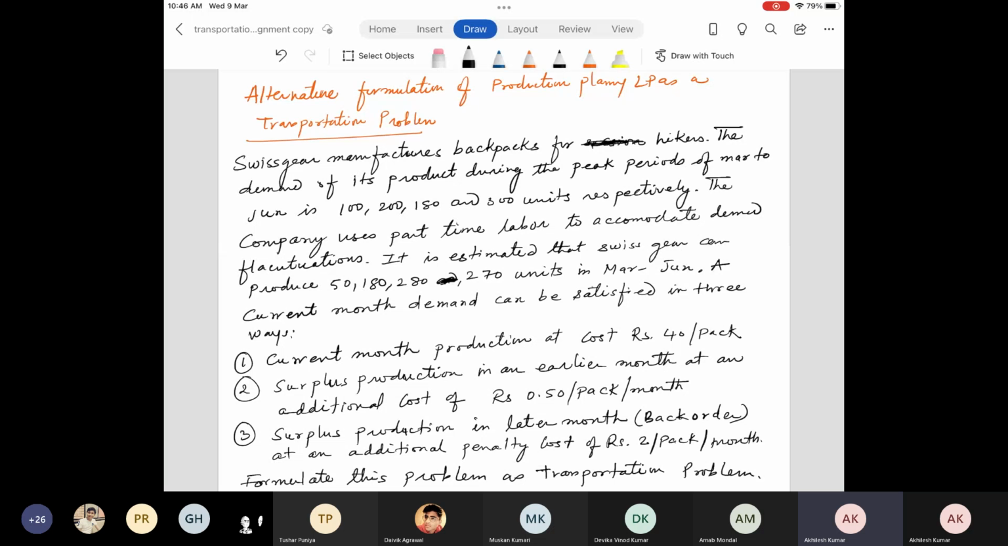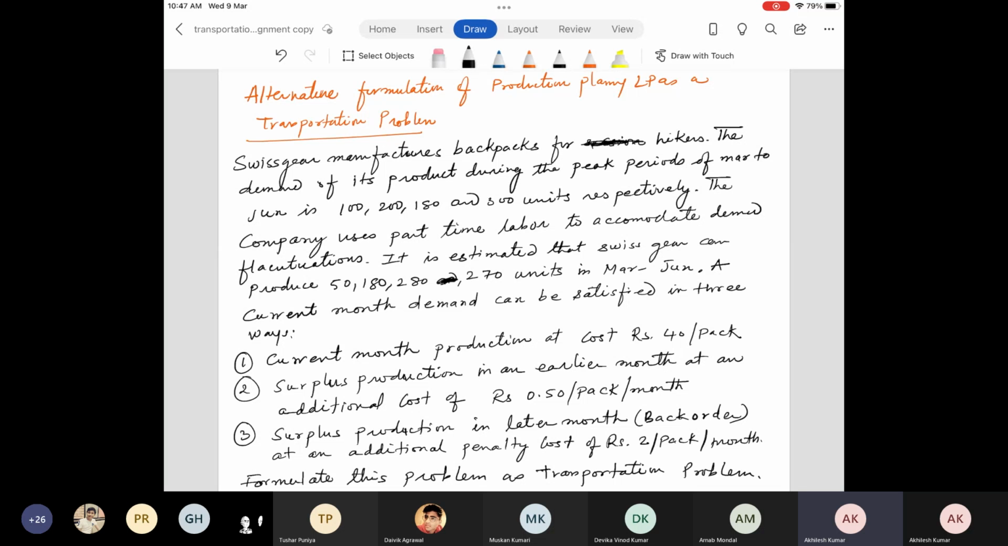Now, a current month's demand can be satisfied in 3 ways. Either you produce, like in the first month, you produce 50 and you supply to the market. Second month, you produce 180, supply to the market. The second way is surplus production in the earlier month.